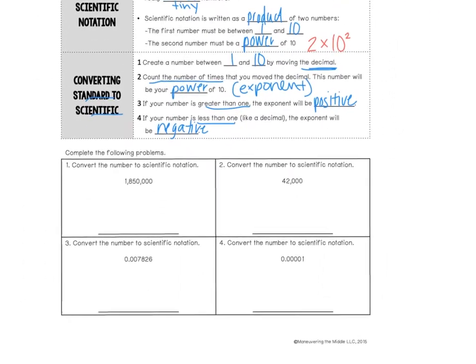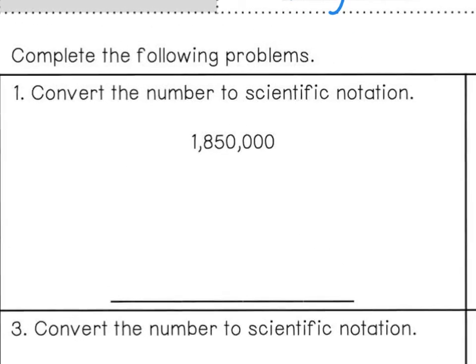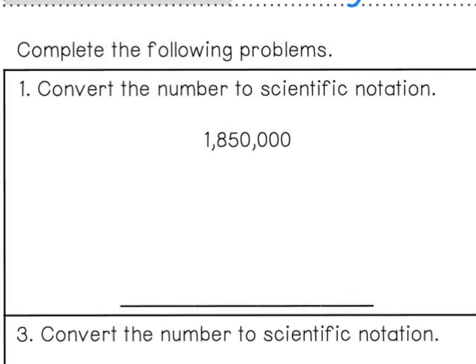So moving on to some examples. Convert the number to scientific notation. So we have 1,850,000. So our decimal is technically here. We want to get it in between the digits so that it's a number between 1 and 10. Well, here's 1. So we want to move our decimal to this space right here, 1.85. 1.85 is between 1 and 10.